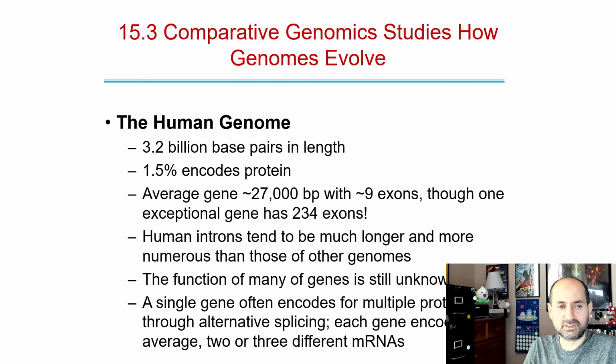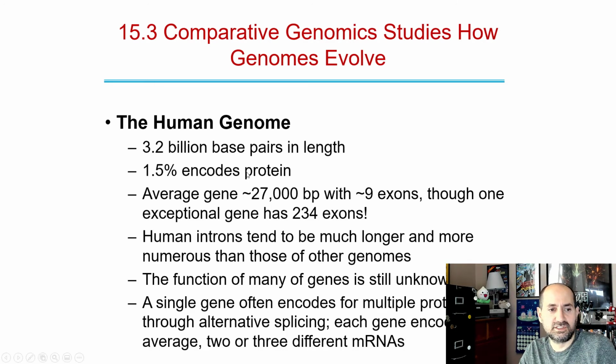Okay, a couple more points about the human genome specifically. Fun facts: the human genome is 3.2 billion base pairs, and only 1.5% encodes for protein.